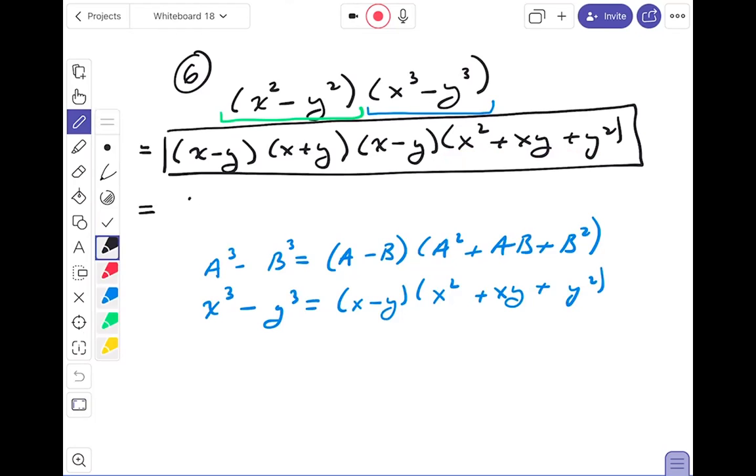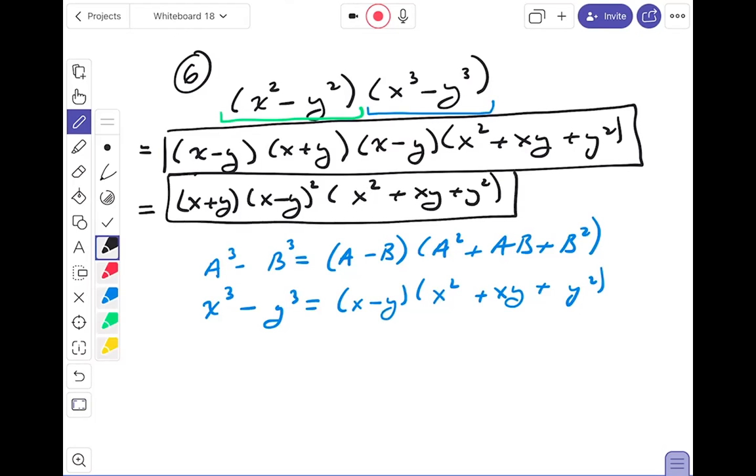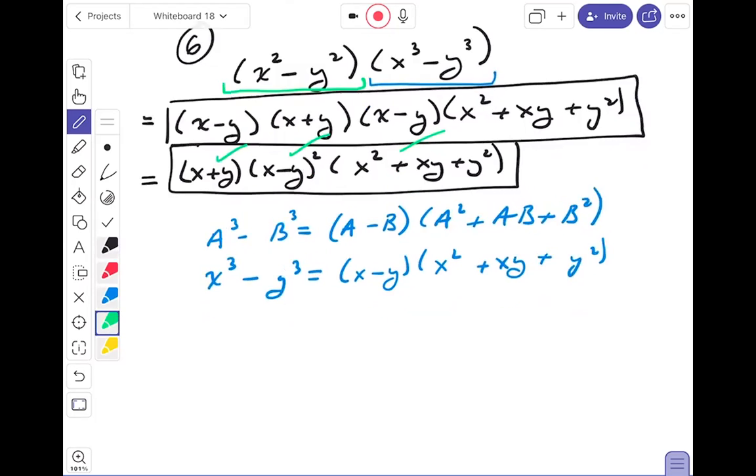It can be written as x plus y. I see 2 factors of x minus y, and then I see 1 factor of x squared plus xy plus y squared. That's also a good looking answer. Let me go to the answer key though and look at it and see if I did a good job. Well, I'm seeing the x minus y squared, I'm seeing the x plus y, and I'm seeing x squared plus xy plus y squared. Feel good about that. Let me go to number 7.